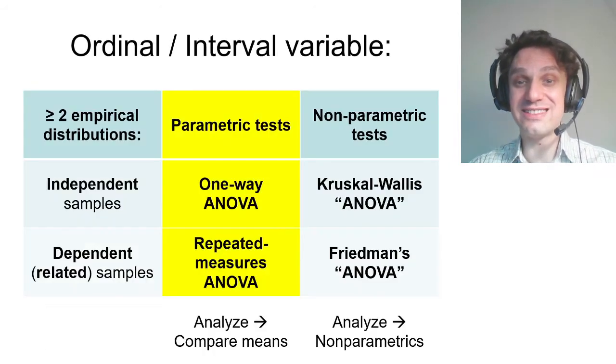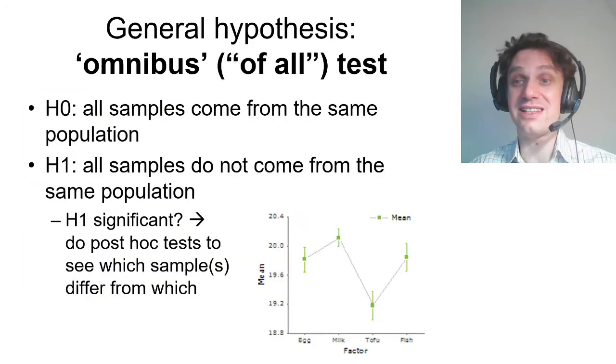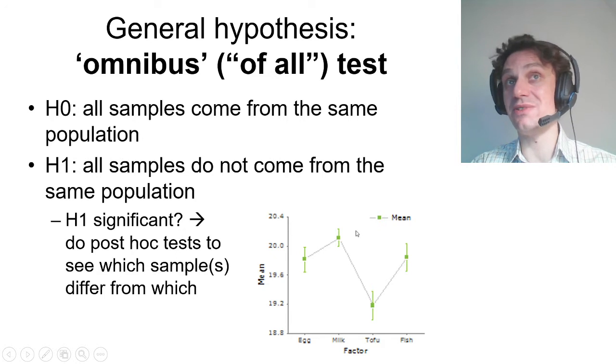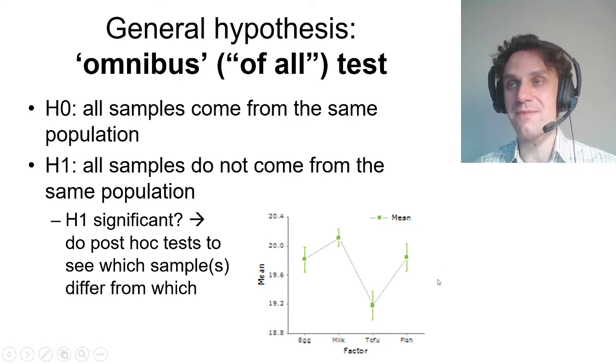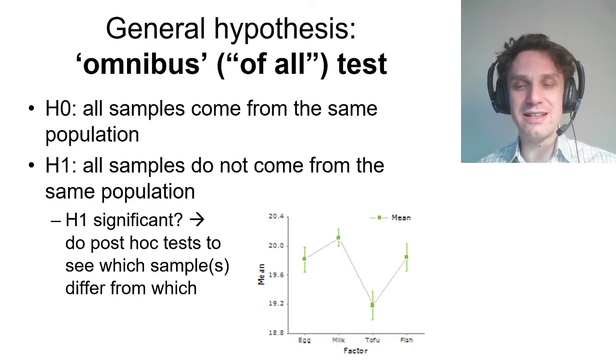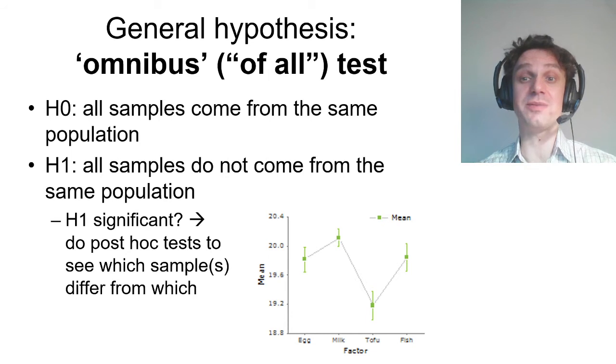The standard hypothesis that you are testing in ANOVA just tests whether all these samples come from the same population. So it's a non-specific hypothesis. However, sometimes before actually analyzing your data, you might have a more specific expectation.